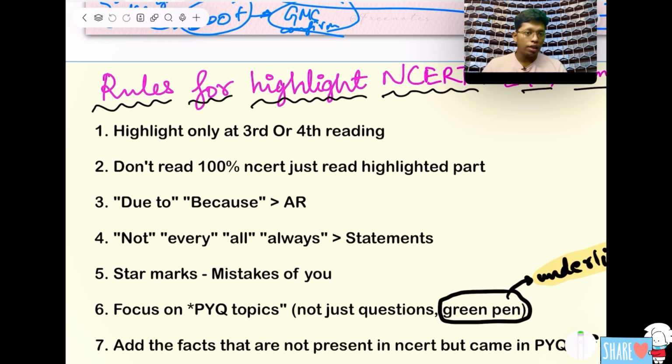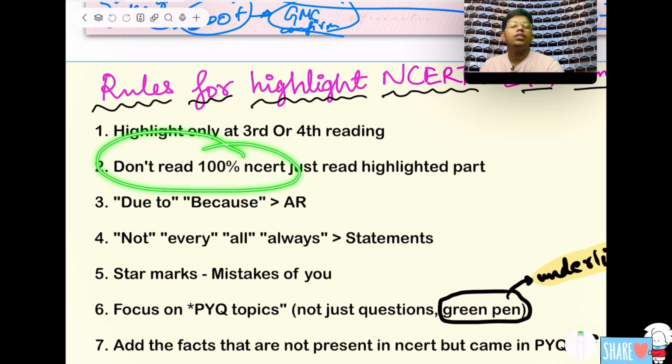After 2-3 revisions, what you should do is highlight. The things you should highlight are the things which you have forgotten. Some lines you may not be able to understand even at that time. That type of lines you should definitely underline. Suppose you feel while reading and understanding that a line is very important, that type of line, or mostly the lines which make you forget, you should definitely underline.